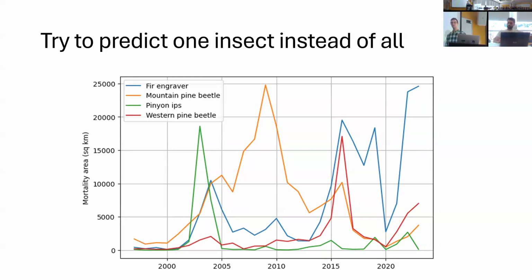And if you track them over time, you can see that when there's a big spike in mortality, it's usually due to just one insect. So maybe we can increase the signal to noise ratio of this data by focusing in on just one insect species. I don't have any results to show from that yet. This is just like Quo Vadis, future work.